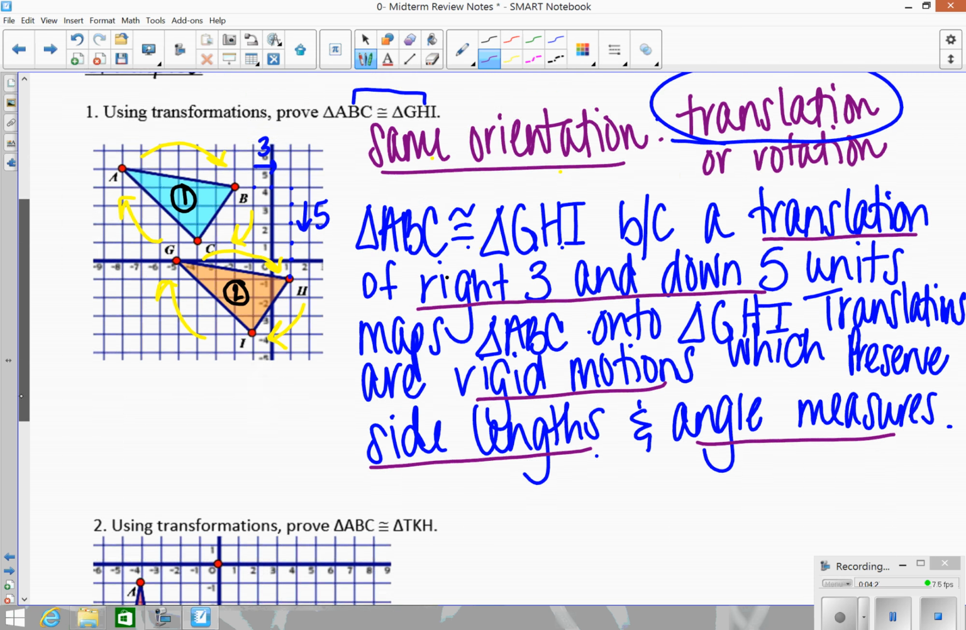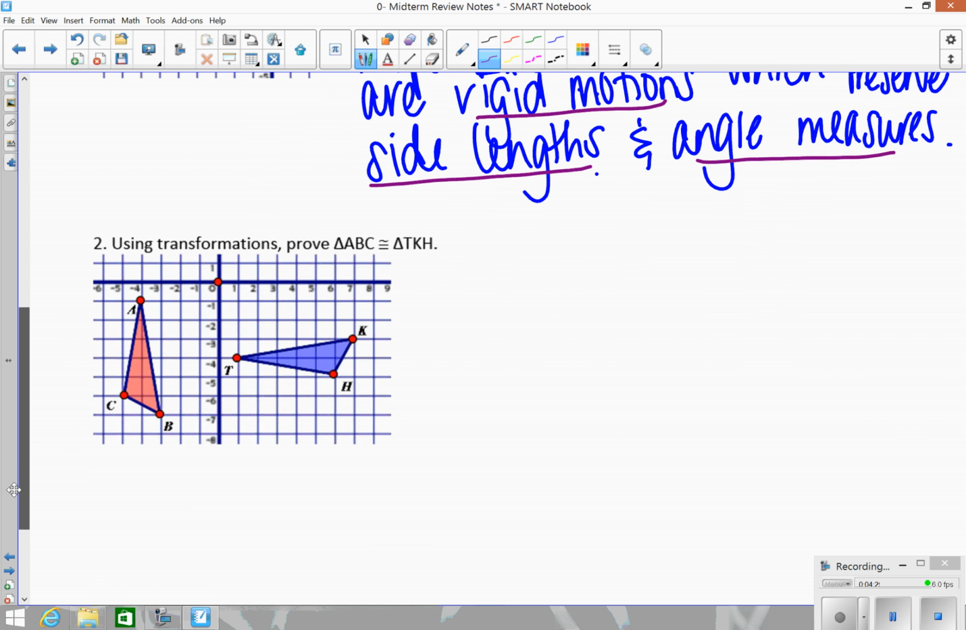So if we look at the second example, it's going to be the same idea. So using transformations, prove that triangle ABC, so I'm going to start with triangle ABC and then TKH is what I'm going to map it onto. Now when you're doing this, keep in mind that you could start with this triangle here and move to the red triangle, just make sure that you're consistent. So if I'm going to start with the red and go to the blue, then I need to make sure that that's how my transformations map.